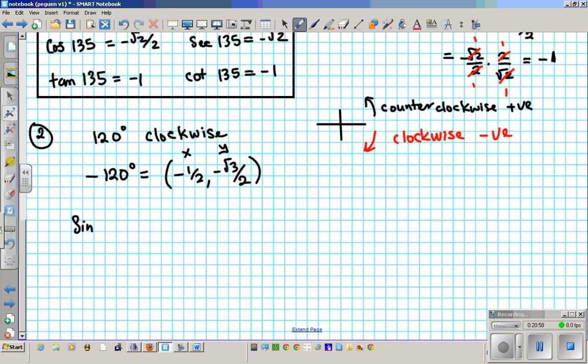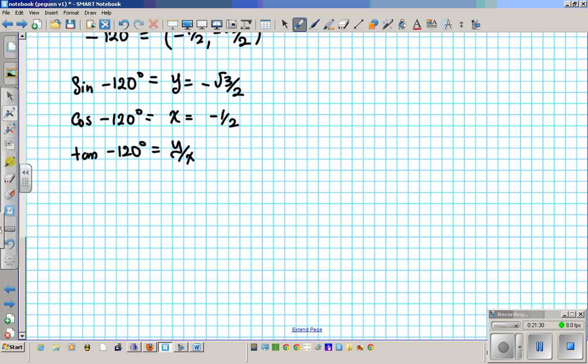Alright, so let's start with sine. Sine negative 120 is your y coordinate, which is simply negative root 3 over 2. Cosine negative 120 is your x coordinate, which is simply negative 1/2, using the formulas that we just looked at. Tan negative 120, if you look at your formula sheet, is y over x. So what is that going to be? It's going to become negative root 3 over 2 for y divided by negative 1/2.